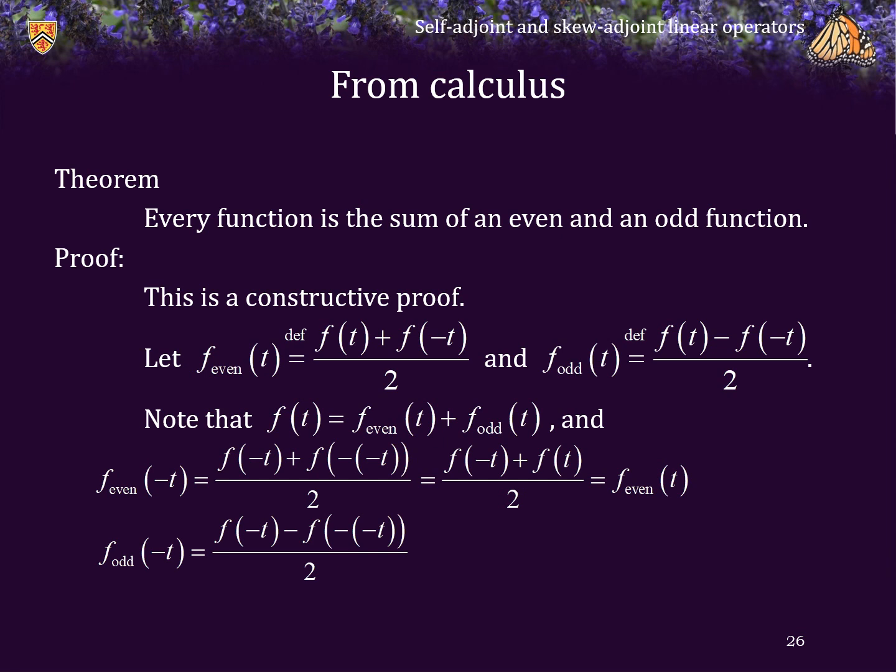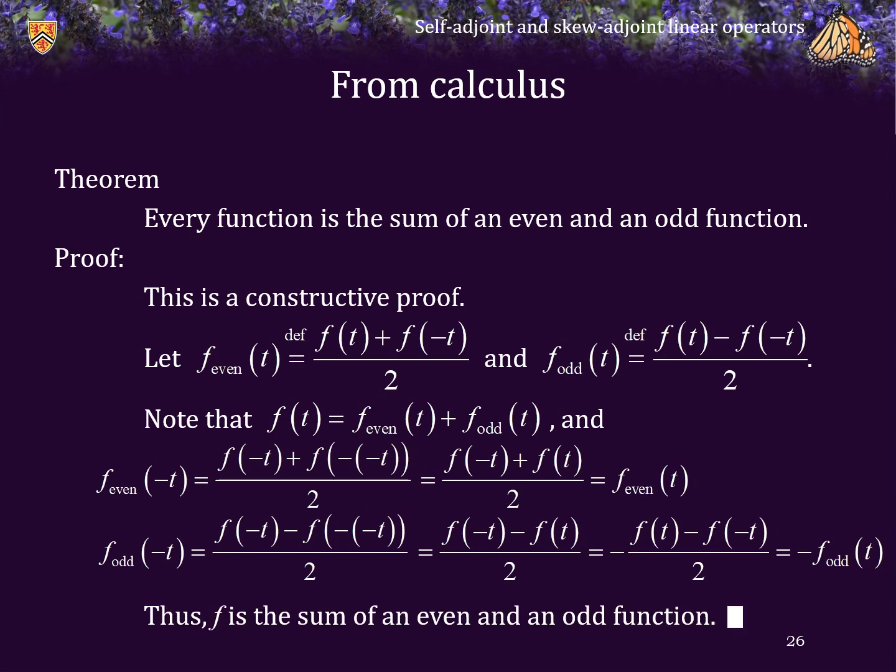Similarly, if I evaluate the odd component of f at negative t, again, we substitute that in, and we note that it simplifies to that expression here, and I can factor out a -1, and so we get that the odd component evaluated at negative t is the negation of the odd component of t. So here we see that f is the sum of an even function and an odd function, and consequently we are finished.